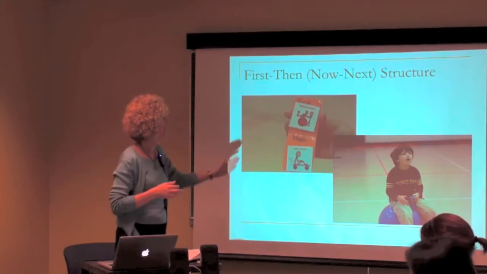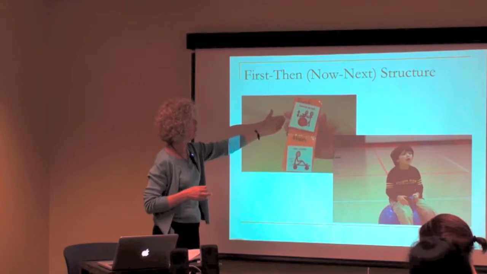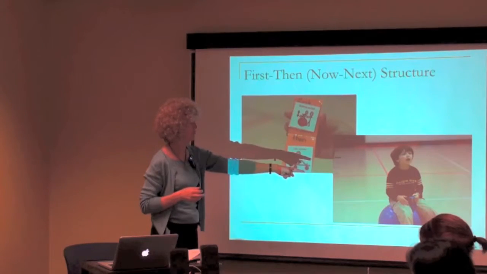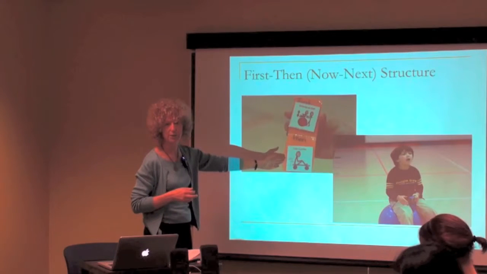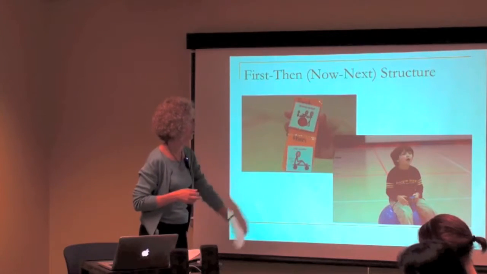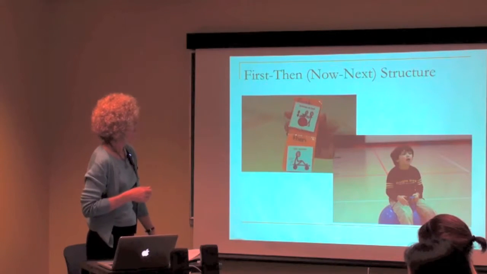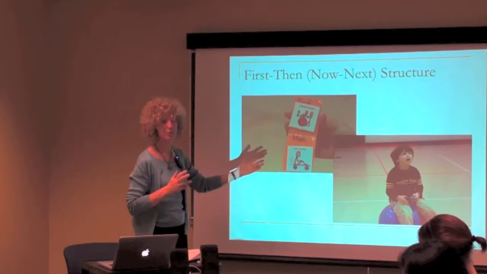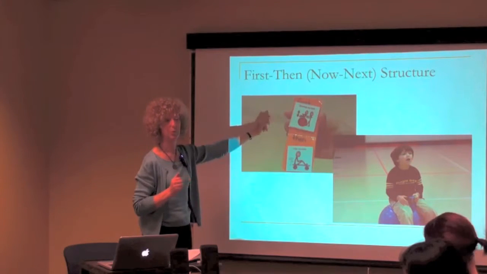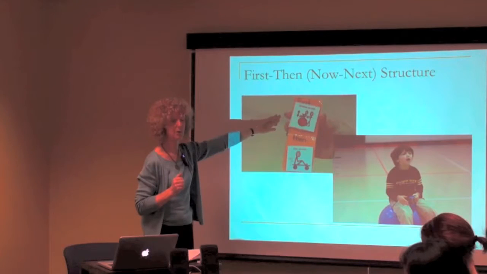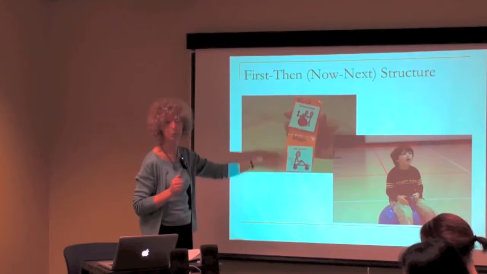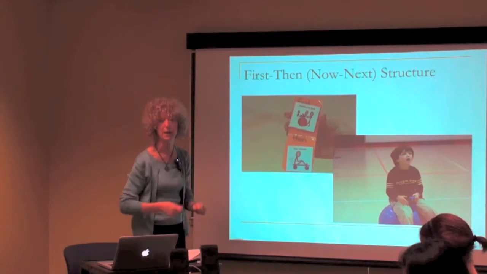He wants to do only the things that he likes to do. So they use a simple first-then: first we're going to do this, bouncing on the ball, which is what he's doing, and then we're going to do pushing on the wheelie board. So what do I have to do? What are my tasks? These two. What do I do first? This one. What comes next? That one. When am I done? When they're both pulled off and on the back.